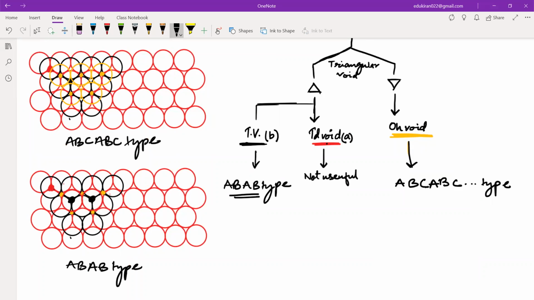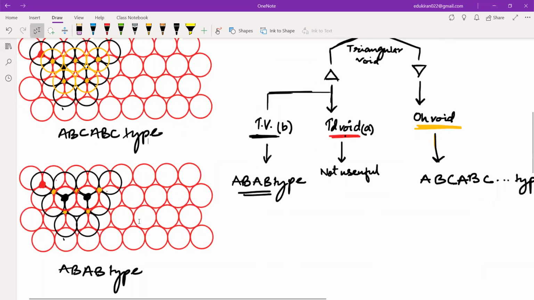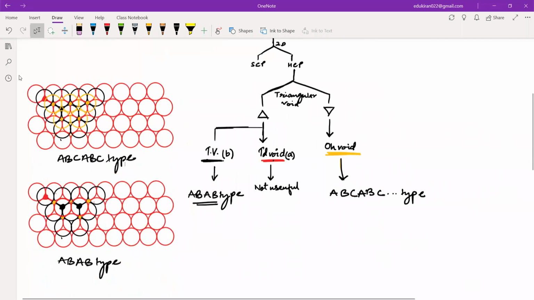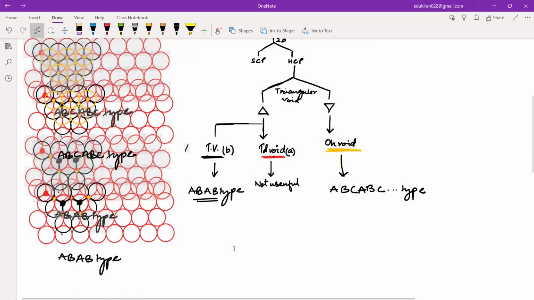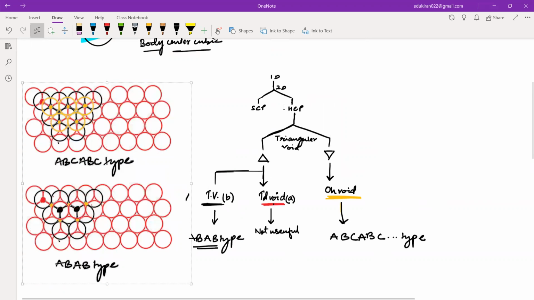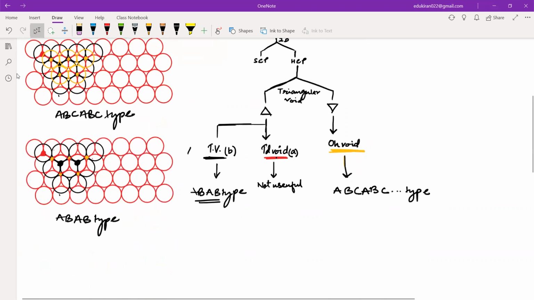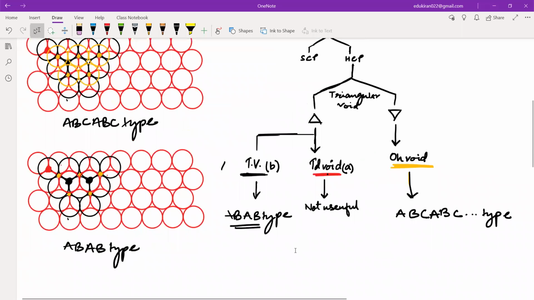Okay. So all of you, please write this chart. Main thing is the chart. These diagrams can be made again if you understand the chart. Okay. So this is 1D, then 2D, and in 2D you have SCP and HCP, and then from HCP I am moving towards 3D. So please write this down.